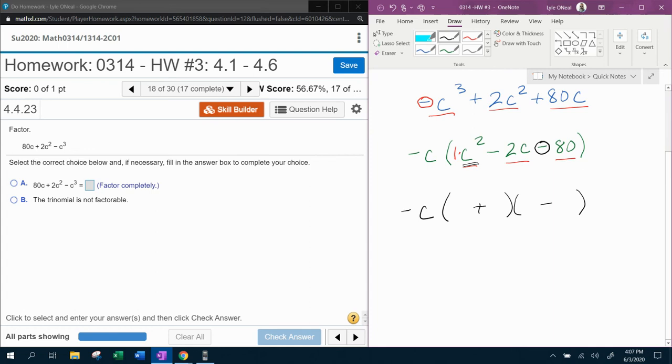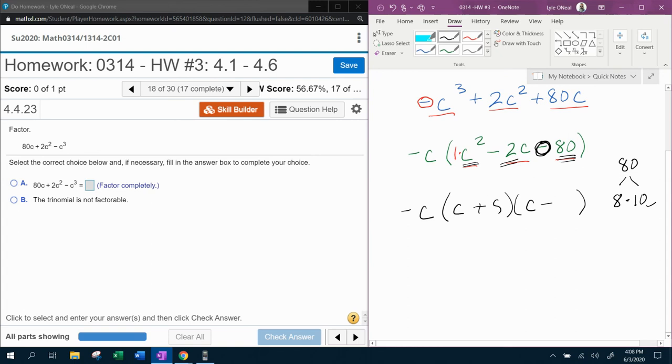Okay, so what does it take to make c squared? C and c. C times c is c squared. And then for the other two blanks, I'm going to have two numbers that multiply to make 80, that subtract and make negative 2. And so I'm looking for factors of 80 that subtract and make 2, okay? And so the first two that come to my mind are 8 and 10. Obviously, 8 times 10 is 80. Is 8 minus 10 negative 2? Yeah. And so right off the bat, this time I found them first time.